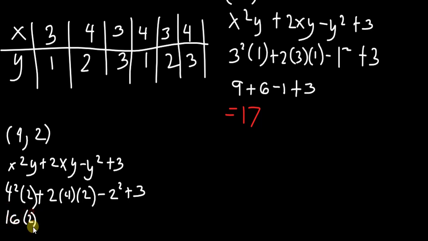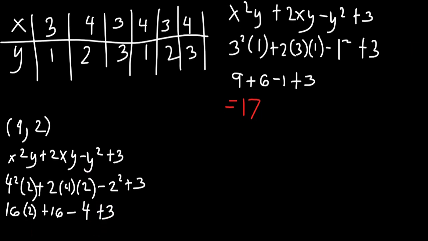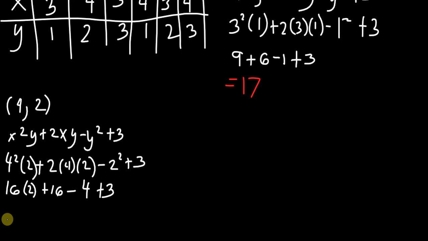Times 2. Plus 2 times 4, 8. Times 2, 16. Minus 2 square, that is 2 times 2, and that is equal to 4. Plus 3. Okay, so 16 times 2, that is 32. Plus 16 minus 4, that is 12. Plus 3, 15. So 32 plus 15, that is 47.